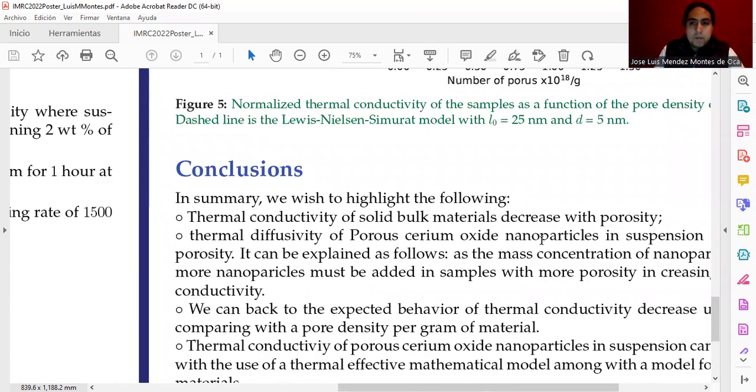But we must continue working to try to understand this effect of nanoporosity in nanofluids.